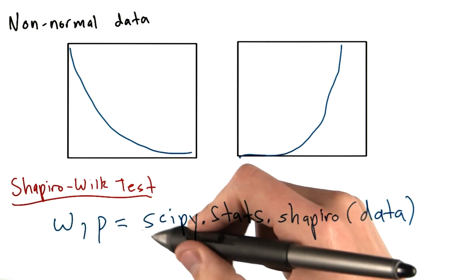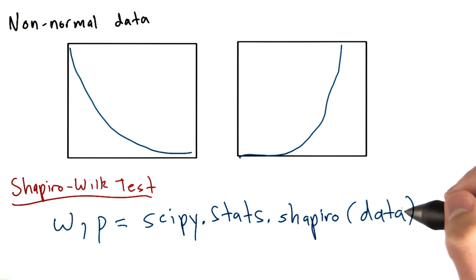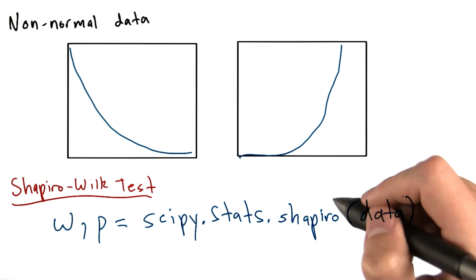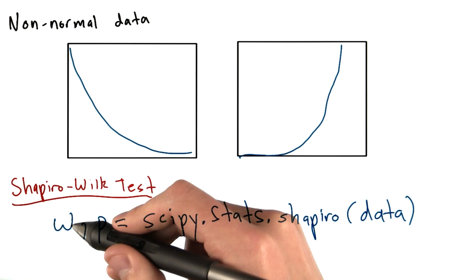W and p are going to be equal to scipy.stats.shapiro(data), where our data here is just an array or list containing all of our data points. This function is going to return these two values. The first, W, is the Shapiro-Wilk test statistic.